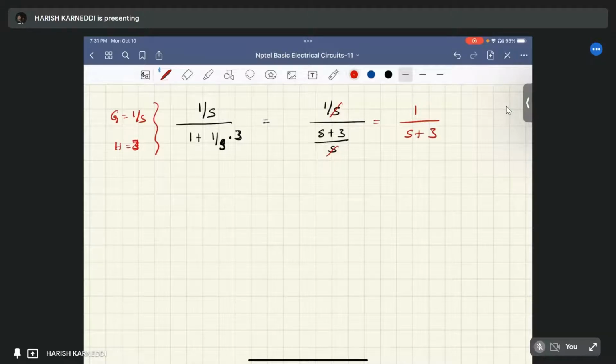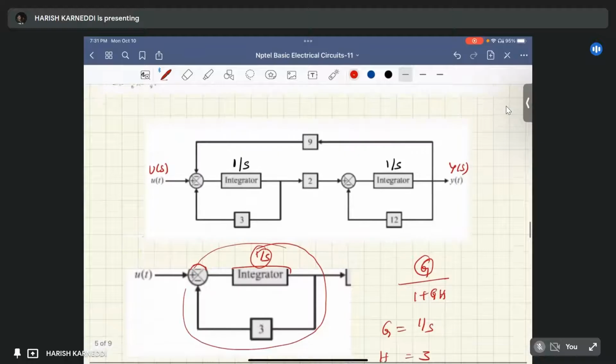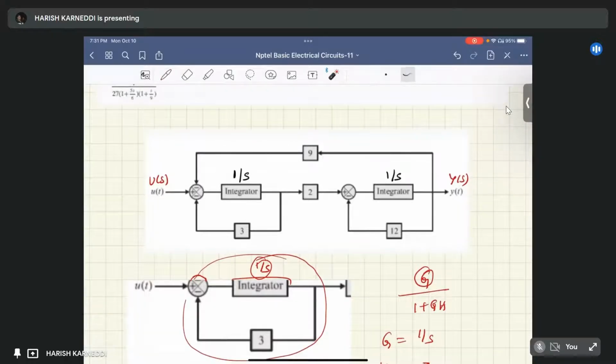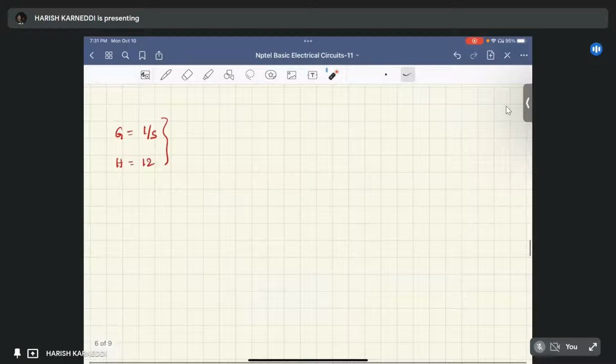This is for the first loop. Now the second loop, g remains the same, that is the integrator only, 1 by s, and h equals 12. Here, is it a negative sign or a positive sign? Here it is again a negative sign, means it is again a negative feedback loop. Negative feedback loop means the closed loop transfer function remains the same, that is g by 1 plus gh.